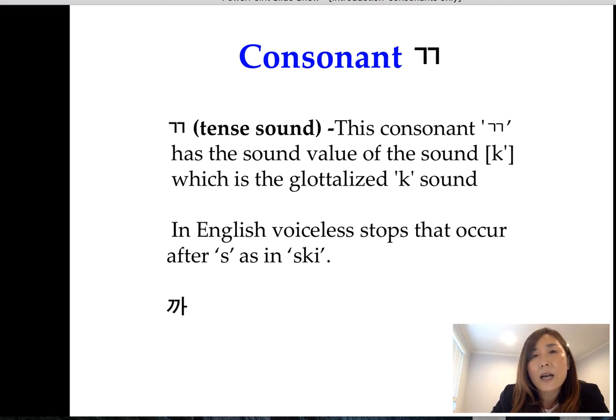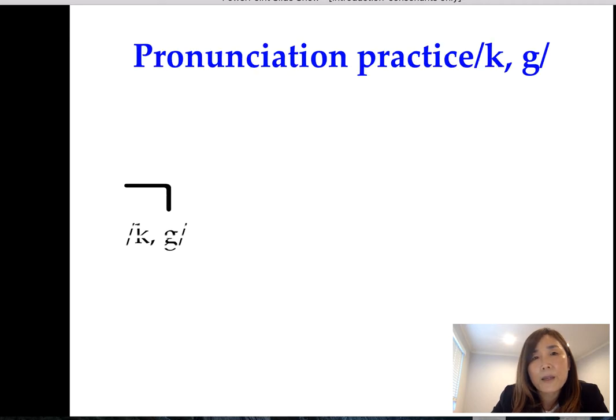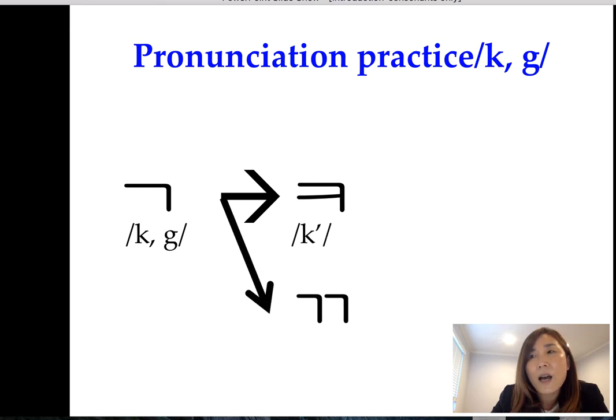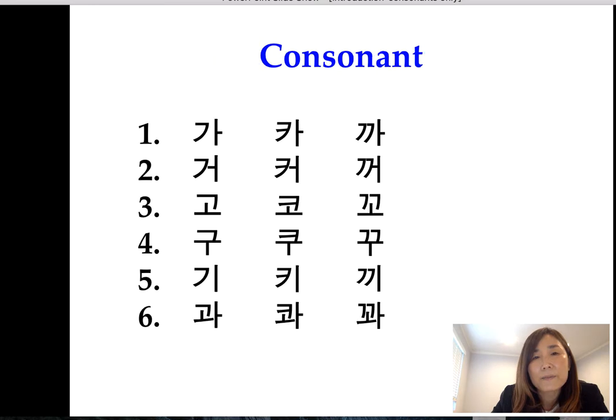Tense sound ga. This consonant has the sound value of g, which is a glottalized sound in English, a voiceless stop that occurs after s, as in ski. Ka, ka, ga.